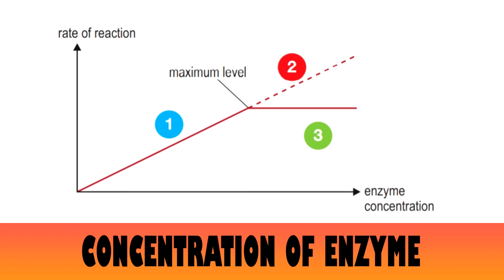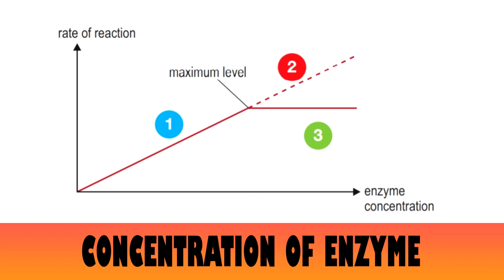As you can see in the graph or figure, this shows the effect of enzyme concentration on the enzyme reaction rate. When the concentration of enzyme increases, the rate of enzyme reaction will increase because of the presence of more active sites. They are ready for catalytic action.